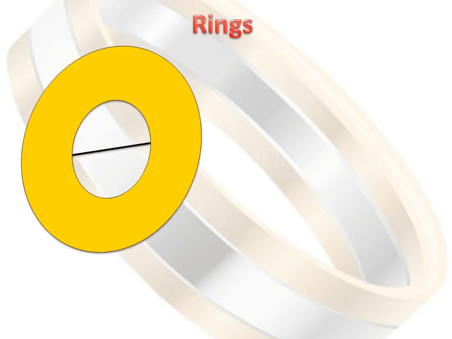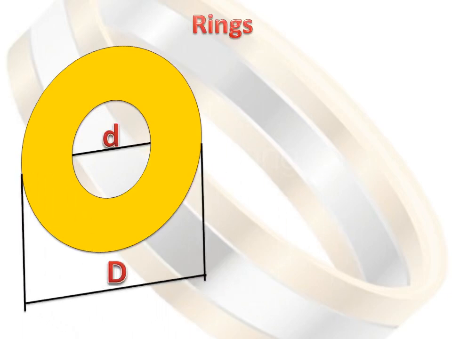In rings we have inner diameter and outer diameter. We represent the inner diameter with small letter d and the outer diameter with capital letter D. Here are the formulae in rings.